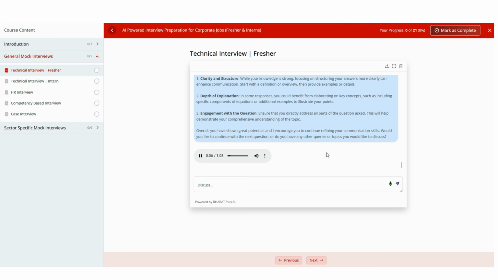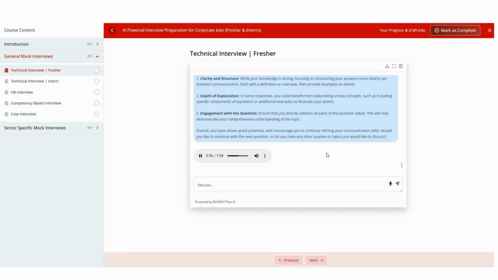In our current format, we typically conduct 10 questions in a round, but I understand the importance of feedback for your learning process. So far, you have demonstrated a solid understanding of fundamental concepts in your field, and your ability to articulate your thoughts is commendable. Here are some key points of feedback. 1. Clarity and structure. While your knowledge is strong, focusing on structuring your answers more clearly can enhance communication. Start with a definition or overview, then provide examples or details.